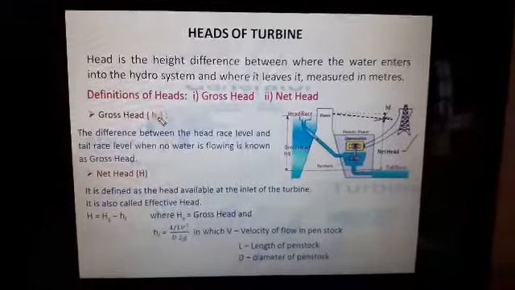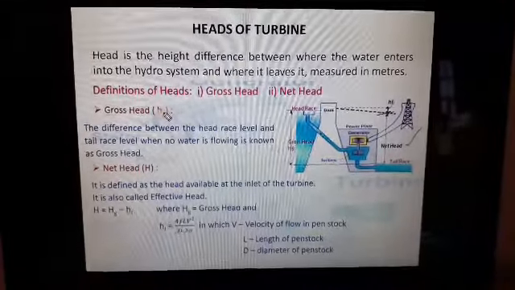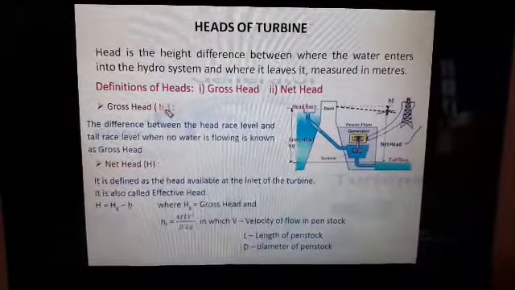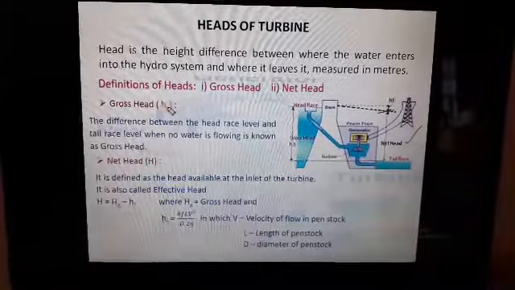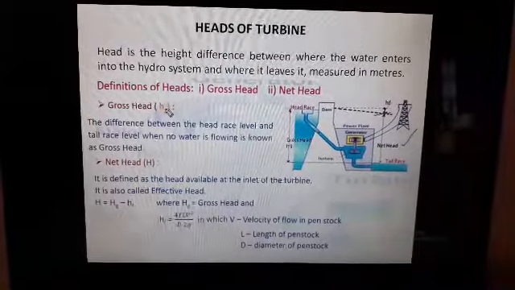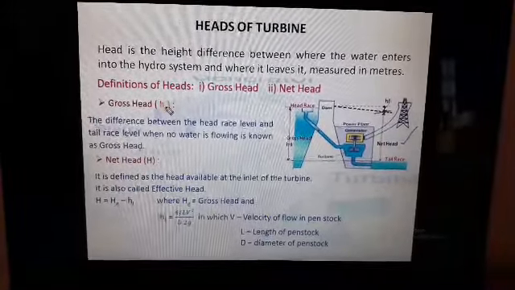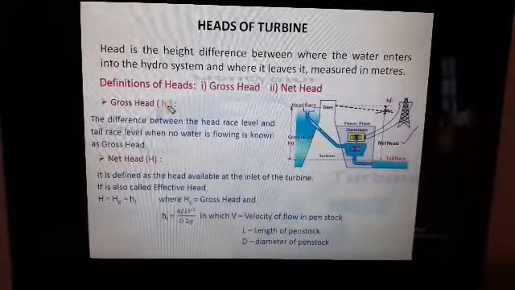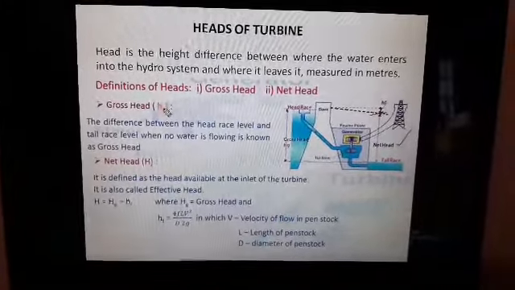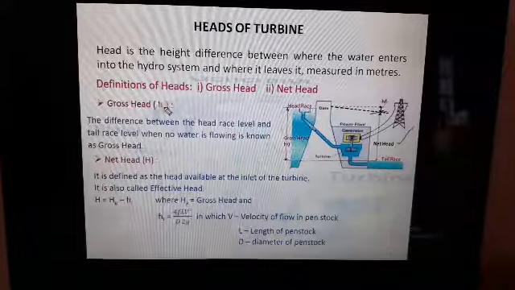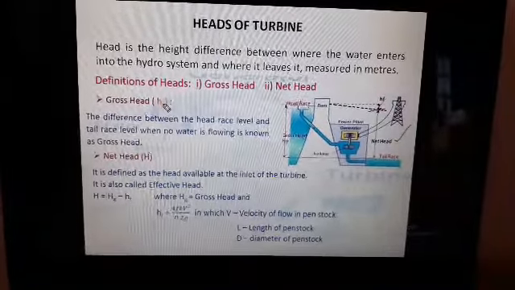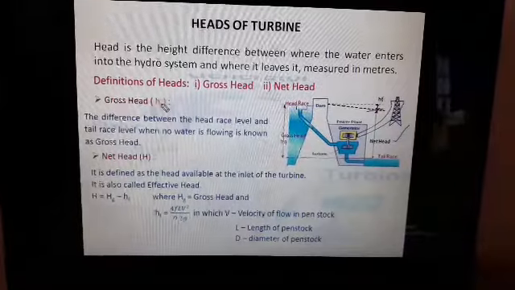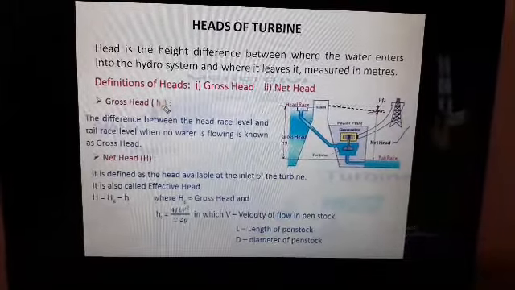Before we move to the third classification of the turbine, let's define a few important terms. What is the head of the turbine? Head is basically the height difference between where the water enters the hydraulic system and where water leaves the hydraulic system. We measure it in meters.